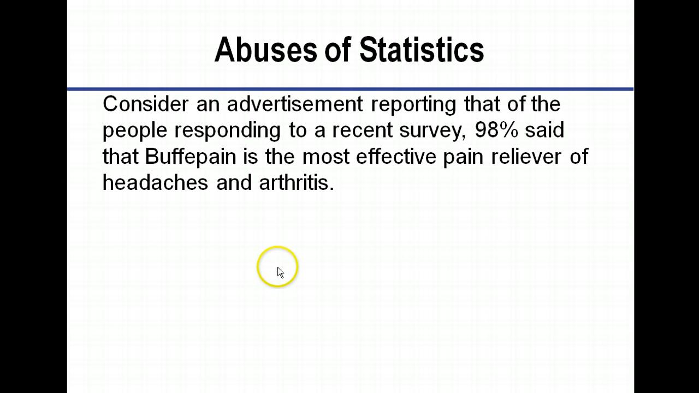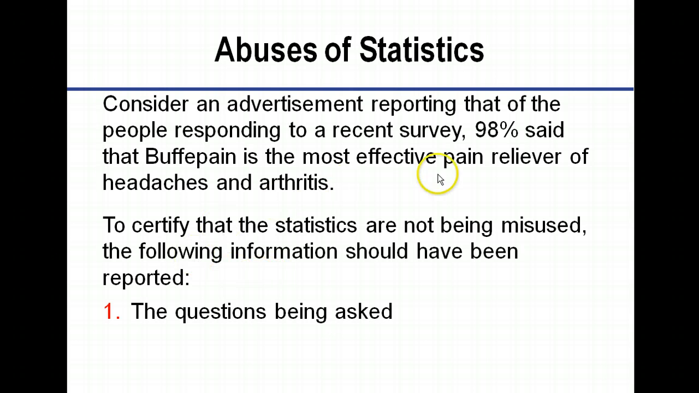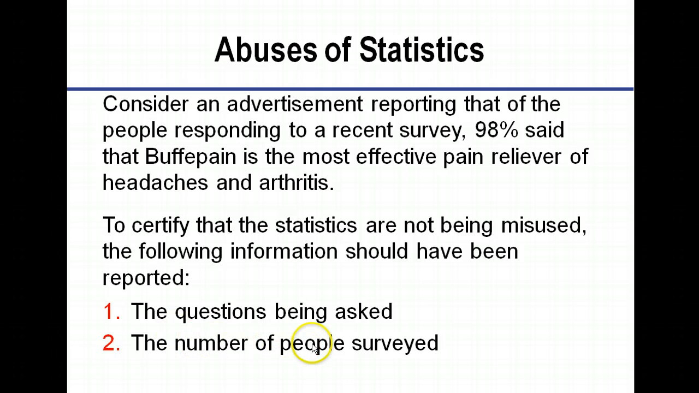Let's consider some of the things that we're missing in a list. In order for us to really interpret what this 98% means, and to certify that this isn't being misapplied or misinterpreted, the rest of the information that should have been reported includes the following. They should have included the questions that were asked in this survey, so that we are sure what people were responding to. They should have included the number of people that they surveyed. We don't know if this was a very large survey or if it was just 3 people that were asked. That's definitely important.